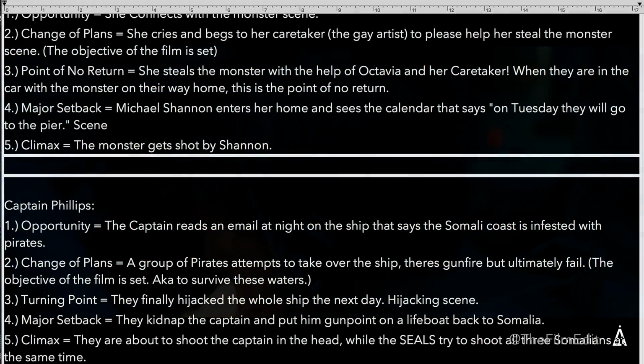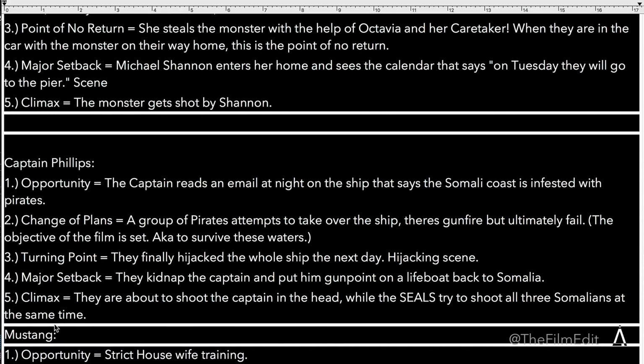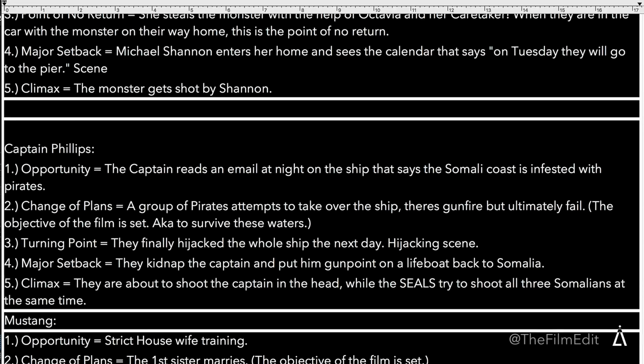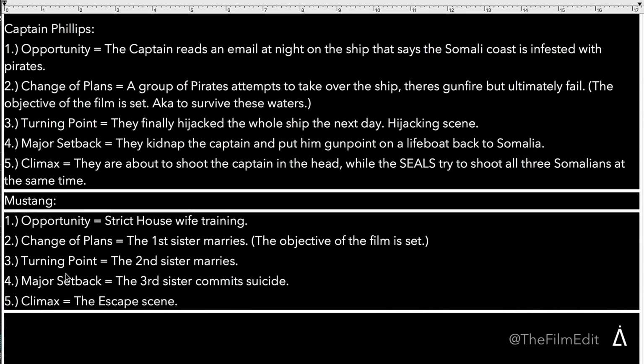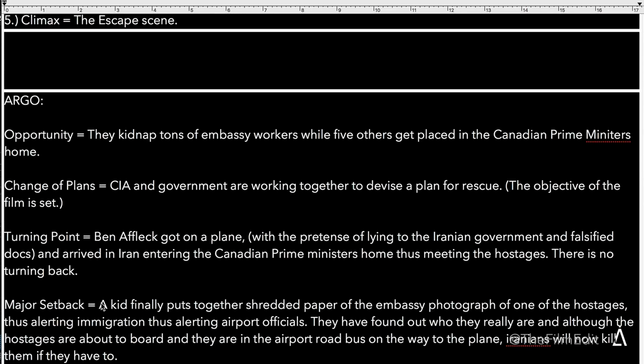Some of you have seen this. This is a film that's on Netflix. You guys should watch it. It's a beautiful film. I won't go into detail because the majority of you don't know that film. Let's look at Argo, another Oscar-winning film.